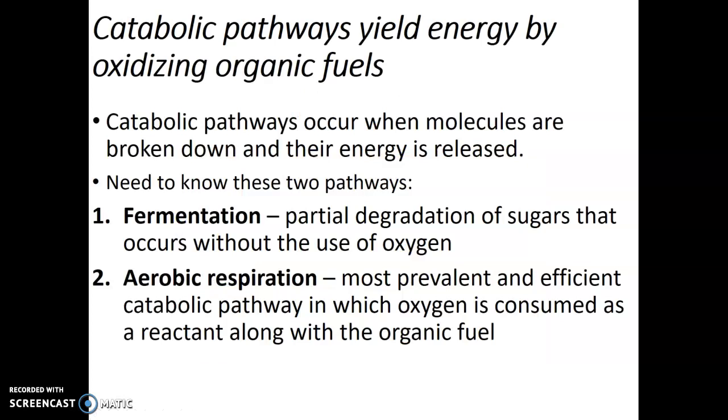So we want to talk a little bit about catabolic and anabolic pathways. Catabolic pathways occur when molecules are broken down and their energy is released. You'll need to know about fermentation and aerobic respiration. Fermentation is the partial degradation of sugars that occurs without the use of oxygen, and aerobic respiration is the most prevalent and efficient catabolic pathway, in which oxygen is consumed as a reactant along with the organic fuel.